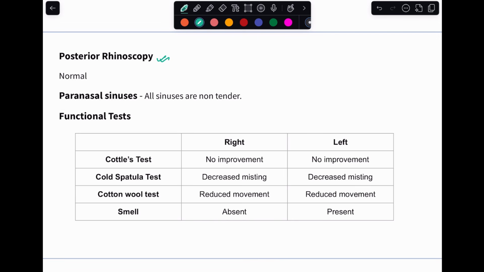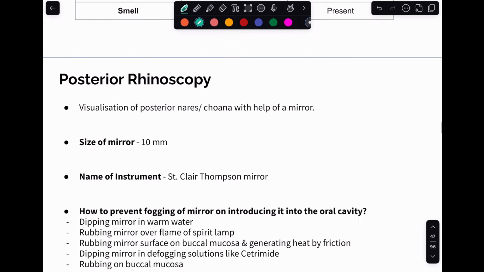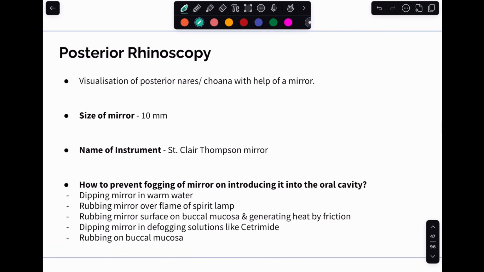So let's talk a little bit about posterior rhinoscopy. This is actually a difficult region, especially for undergraduate students. So what is posterior rhinoscopy basically? Here we are visualizing the posterior nares or the choana with the help of a mirror. A very important question here is, what is the size of the mirror and what is the name of the mirror? We use a St. Clair Thompson mirror, and the size of the mirror is about 10 millimeter.